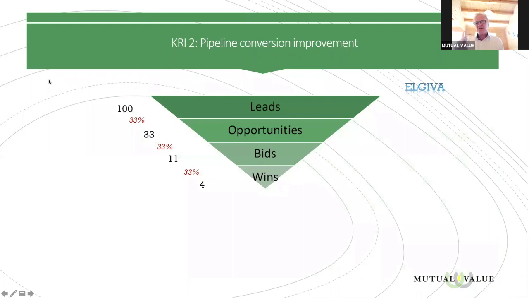The second KRI to think about is this flow through your pipeline. Now, look, I put up Elgiva's numbers on the left here because that's typical experience. And that's good, as I've already said. Getting that many wins in new name, new business as a percentage is good. It's transactional, however. We're chasing RFPs. Even if we refine which RFPs, we're still chasing them.